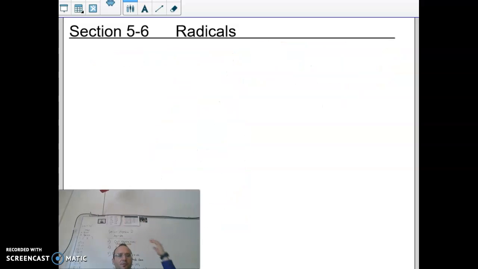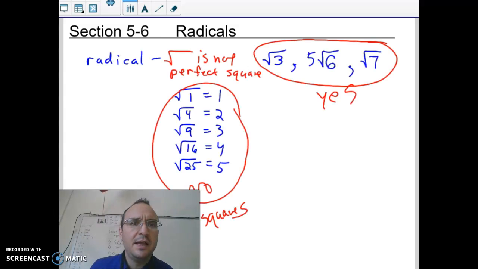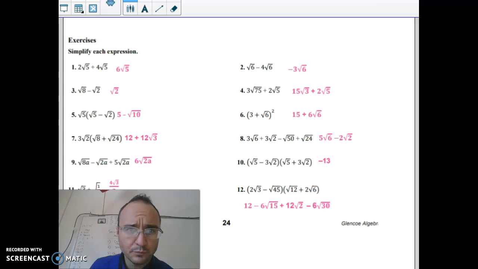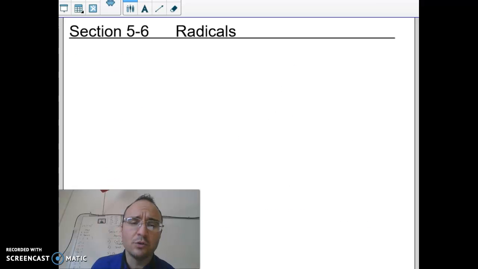So the lesson was simplify. You have four things you can do with radicals: simplifying radicals, adding radicals, multiplying radicals, and you can never leave a radical in the denominator, so we rationalize denominators. So those are the four things we're going to go over. We're going to kind of incorporate two of them today.